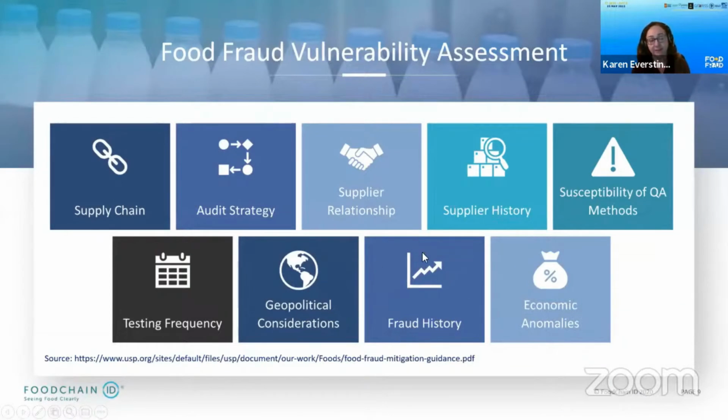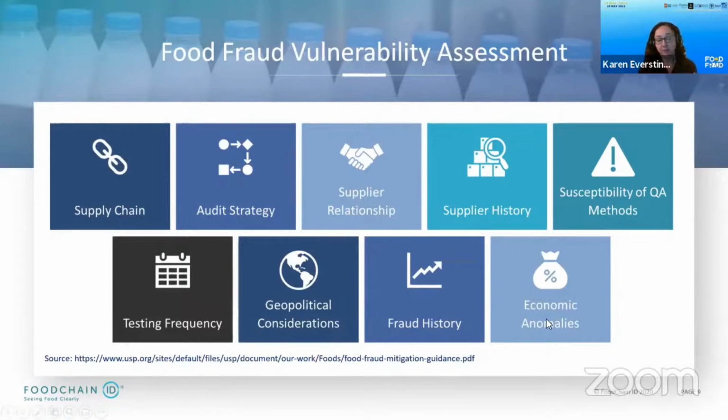We talked about pulling that data on the history of fraud or what is known about fraud, but it's really important to also consider these other factors. So what does your supply chain look like? What is your audit strategy? Are there audits being conducted that include specific measures related to looking for fraud? Do you have a good relationship with your supplier that is long established? It's these kinds of questions that really help shed additional light on the potential risk of fraud. What is going on in the economy? So these factors come from the USP Food Fraud Mitigation Guidance. You'll see the citation at the bottom of the screen, but there are quite a few publicly available guidance documents for conducting a food fraud vulnerability assessment, and at their core, they're very similar among all of those.